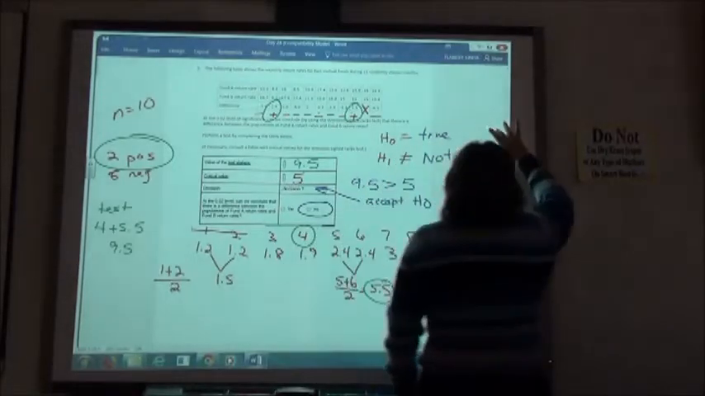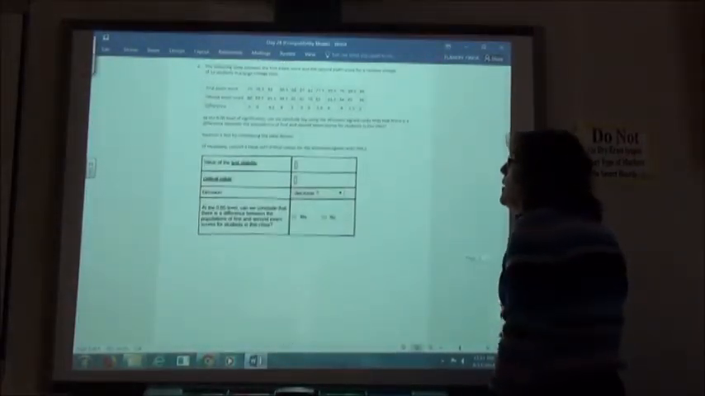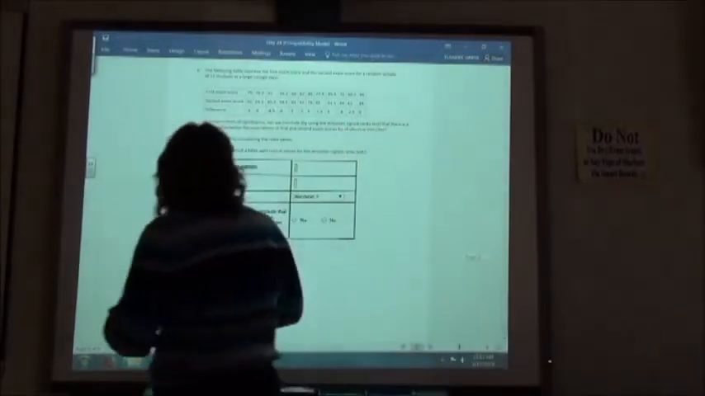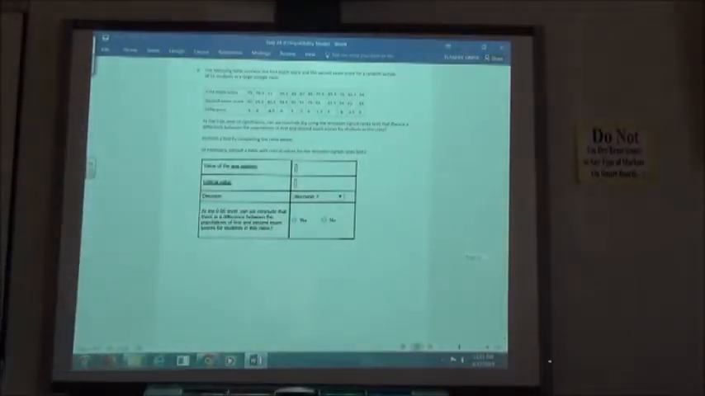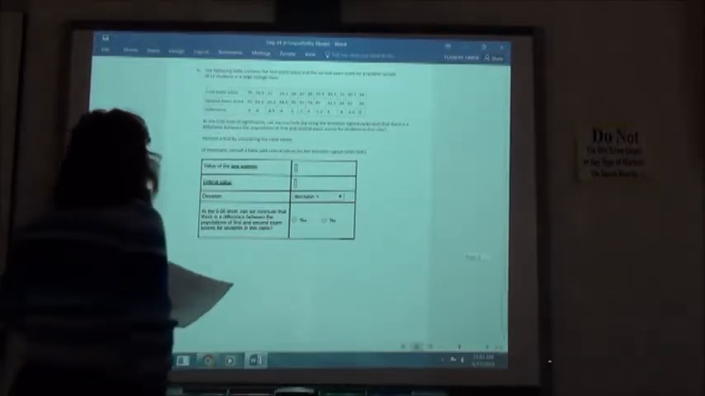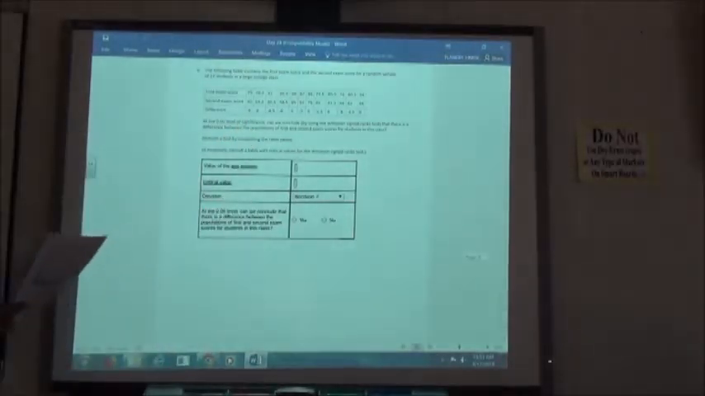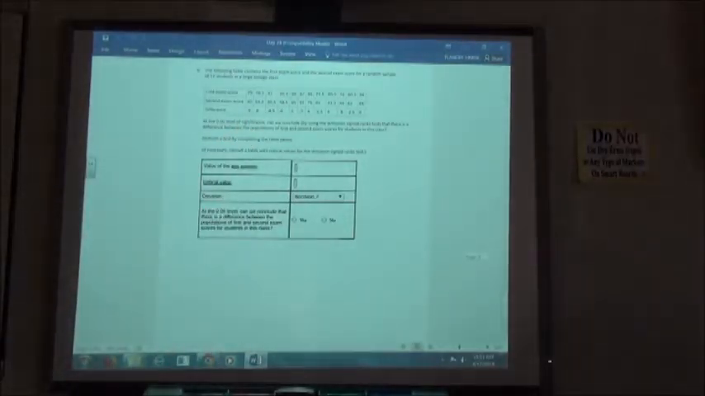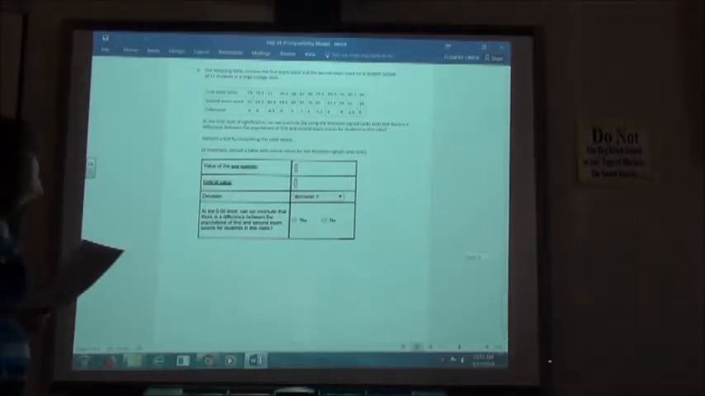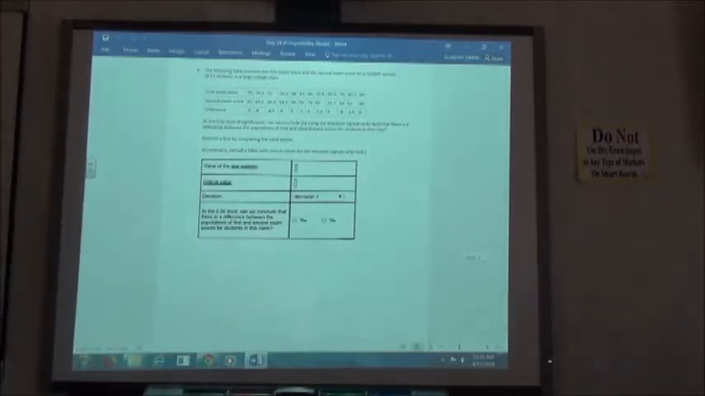And one last one. The following table contains the first exam score and the second exam score for a random sample of 12 students in a large college class. So first score was 75, second one was 80, difference of 5, or negative 5 in this case. First one was 76.5, the second one was 84.5, difference of negative 8, and so forth.